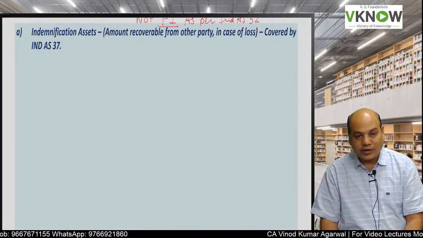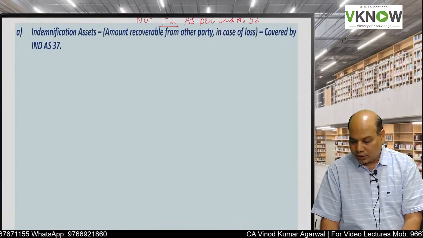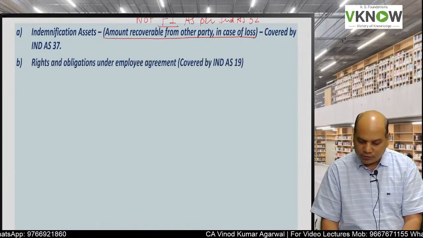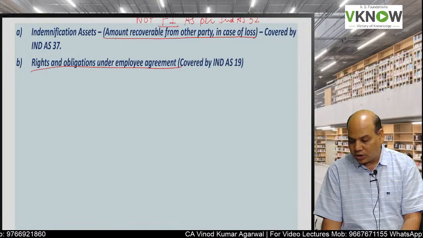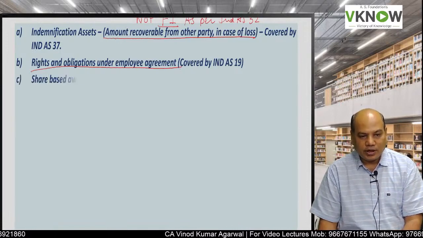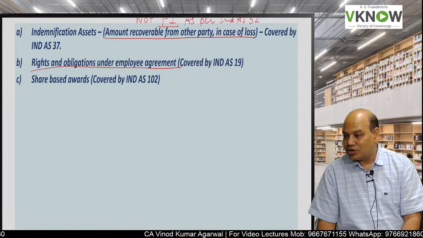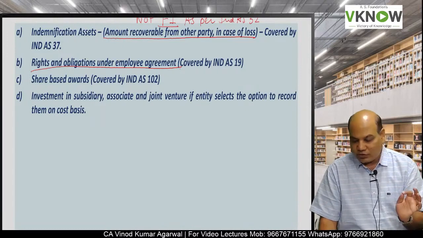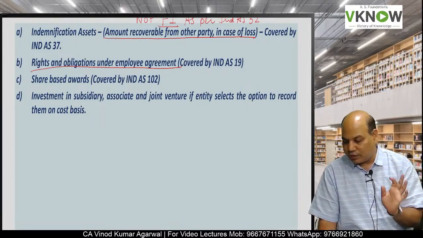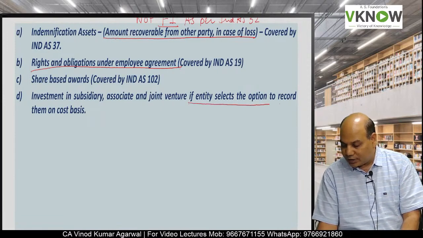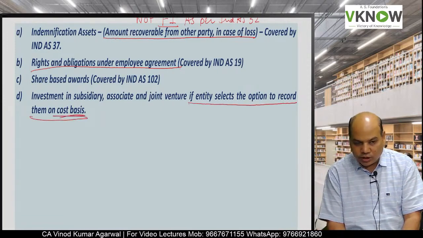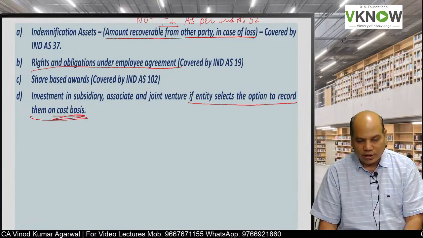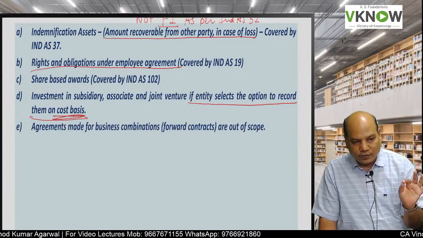What are these items? One is indemnification asset, that is amount recoverable from another party in case of loss. IND AS 37 is applicable. Rights and obligations under employee agreements, IND AS 19 is applicable. Share based award, IND AS 102 is applicable. Investment in subsidiary, associate, joint venture, if the entity selects the option to record on underlying cost basis. Investment in subsidiary, associate, joint venture can be recorded either on cost basis or fair value basis.